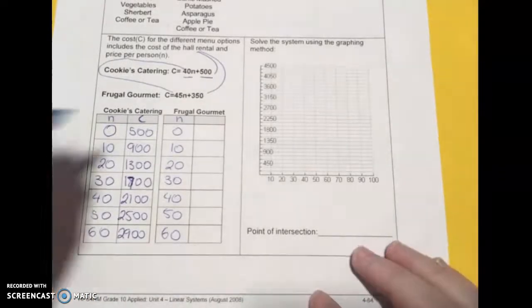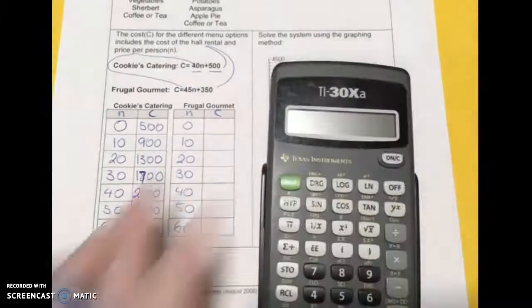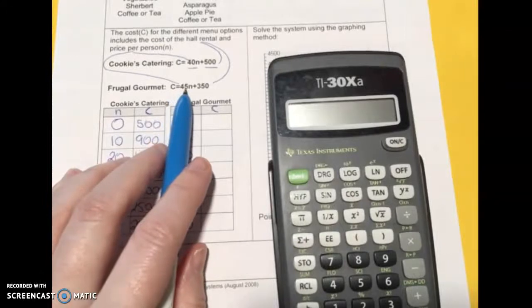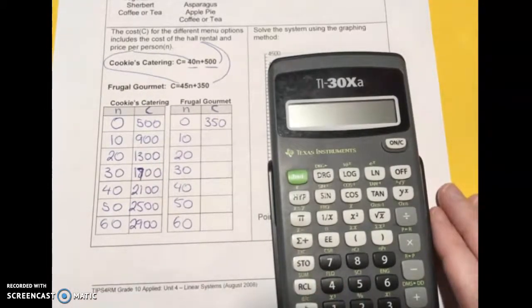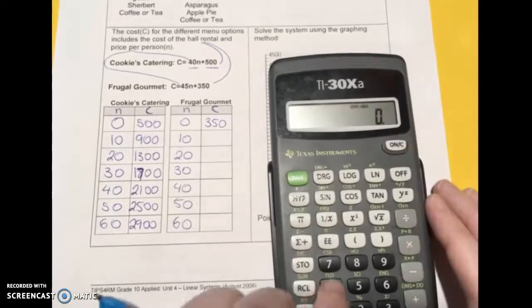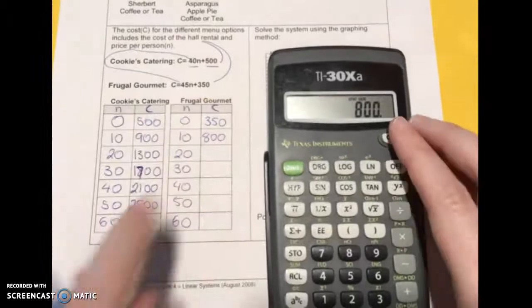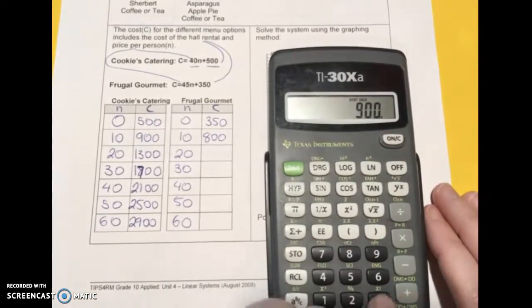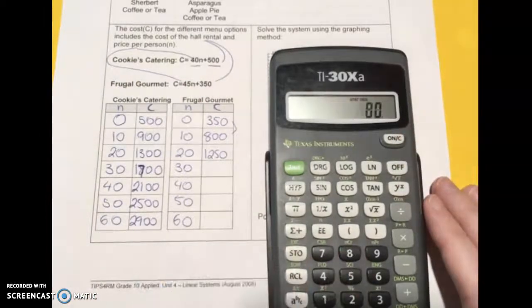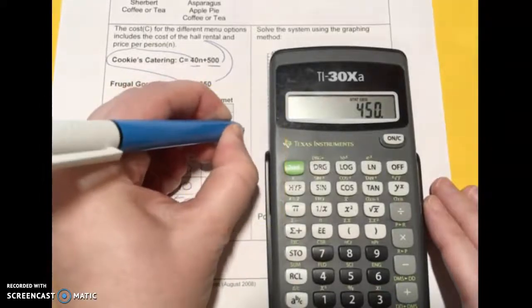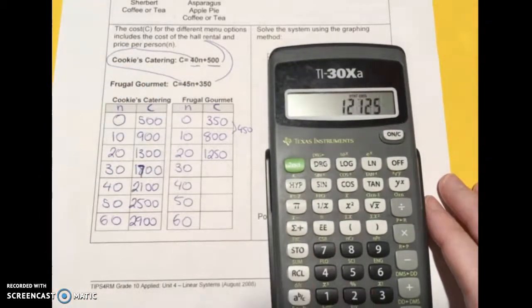So now let's do Frugal. I really wish I had my calculator. Here it is. Okay, good. So for 0, it's going to be 45 times 0 is 0, plus 350 is 350. Now, 45 times 10 plus 350 is 800. Okay, so 45 times 20 plus 350, 1250. Now, if you remember, you can figure out your first differences, so 800 minus 350 means it's going to go up by 450 each time. So now, instead of calculating using this, I can just add 450 each time.